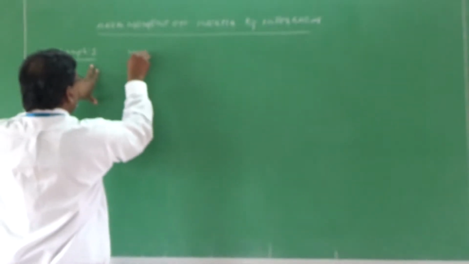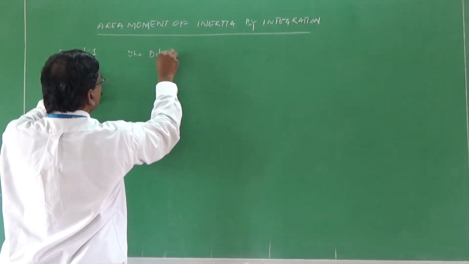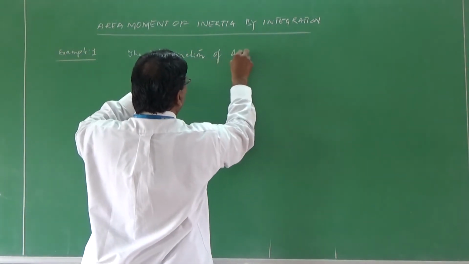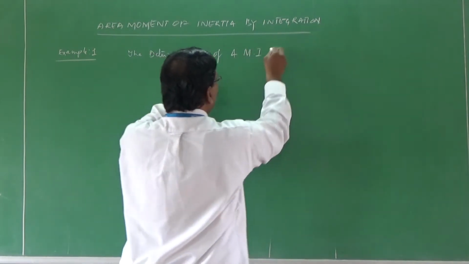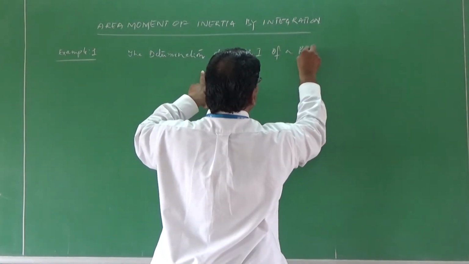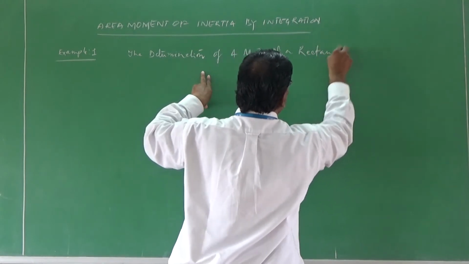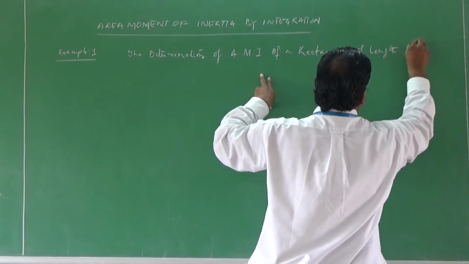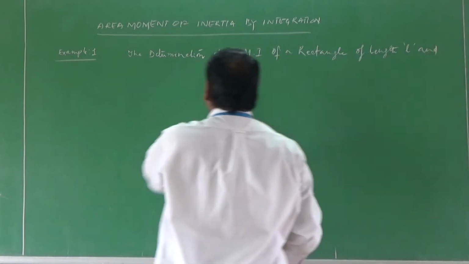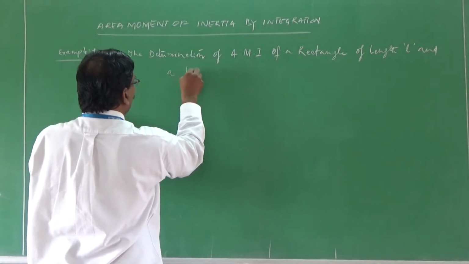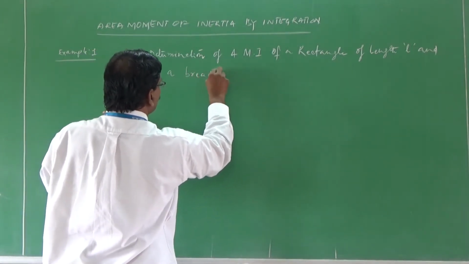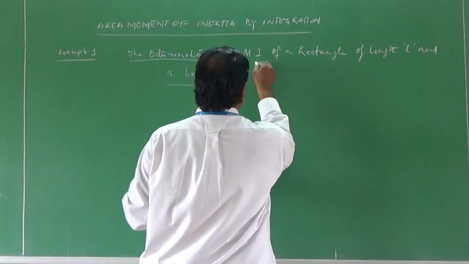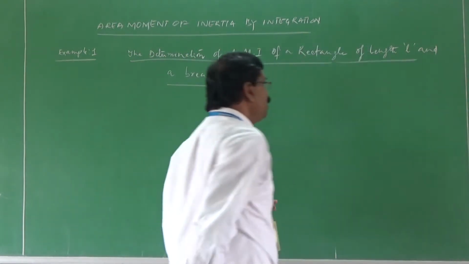The determination of AMI of a rectangle of length L and breadth B. This is one of the important mathematical proofs followed by the determination of area moment of inertia.